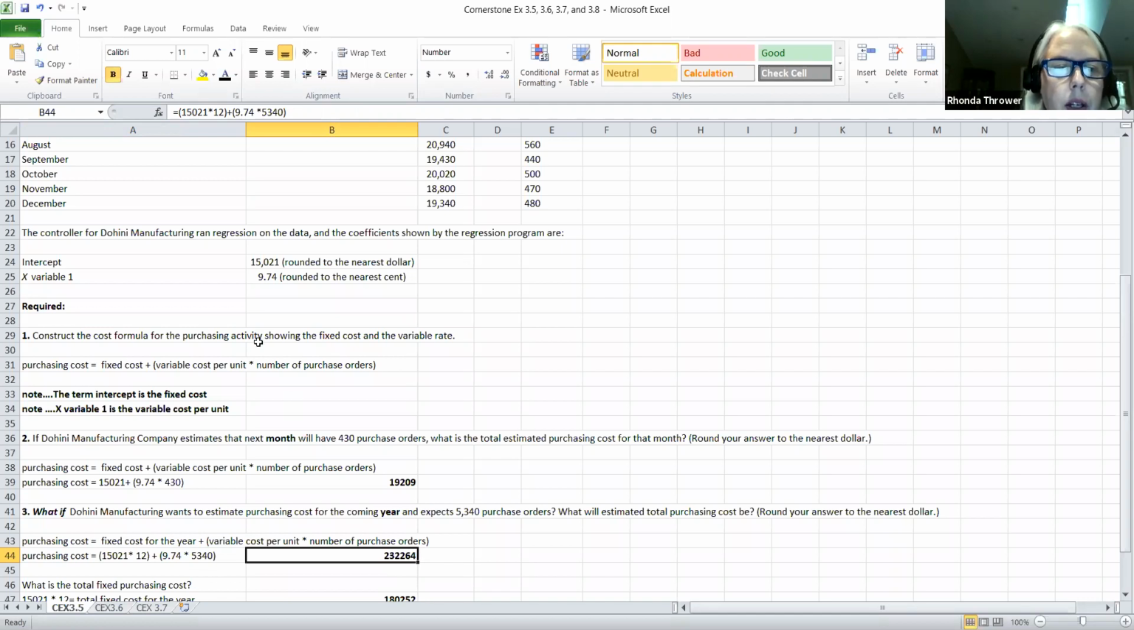So the total purchasing cost for this company is $232,264. And again, I got that by taking the fixed cost, multiplying it by 12 months in a year to get the yearly cost of the fixed cost. Then I took the $9.74 variable cost per unit and I multiplied it by the number of units that were given for the year in purchase orders, which was 5,340. So my total purchasing cost is $232,264.